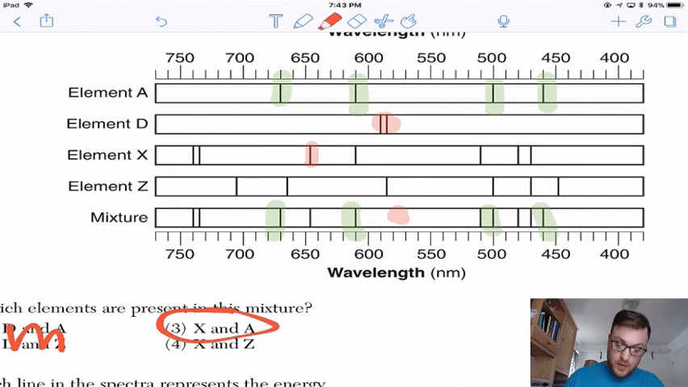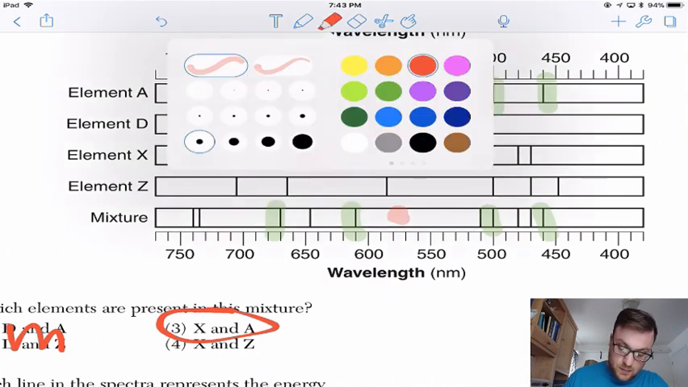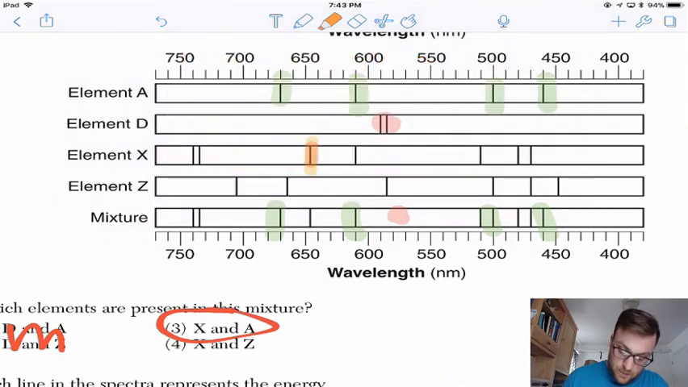We can confirm it by checking X. Yep. Yep. Yep. Yep. Okay. Cool.